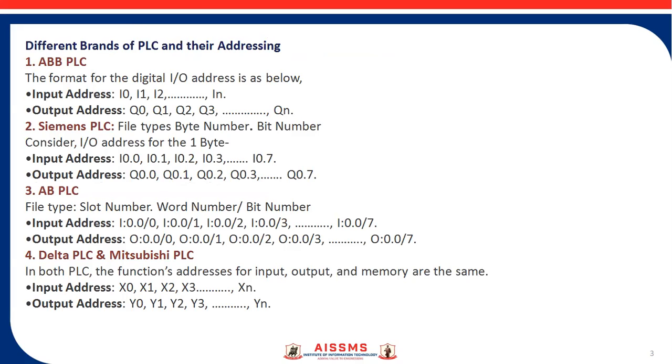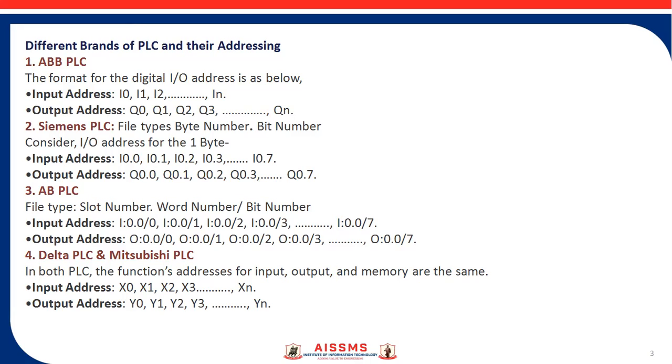The format for digital I/O address is, for input address, I0, I1, I2 and so on up to IN. For output address, the addressing is Q0, Q1, Q2, Q3 and so on.